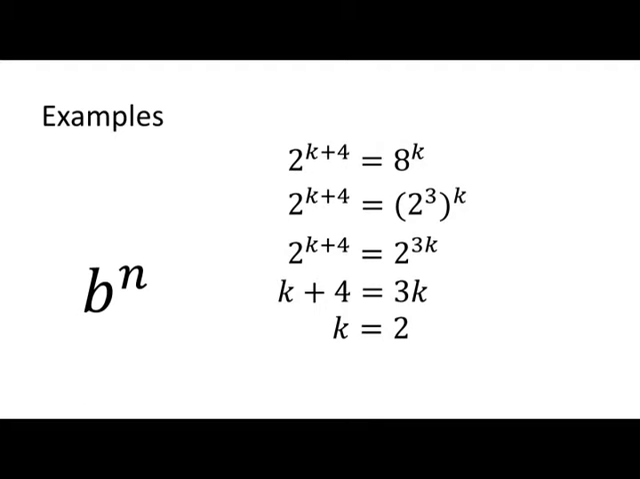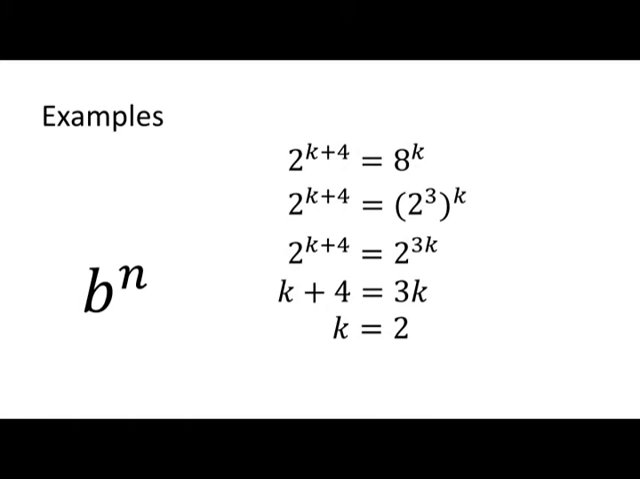Now we have the equation 2 to the power k plus 4 equals 2 to the power 3k. Now if we have the same base and the two powers are equal, then the exponents have to be equal. That means k plus 4 equals 3k. Subtract k from both sides, and we get 4 equals 2k. Divide both sides by 2, and we get k equals 2.